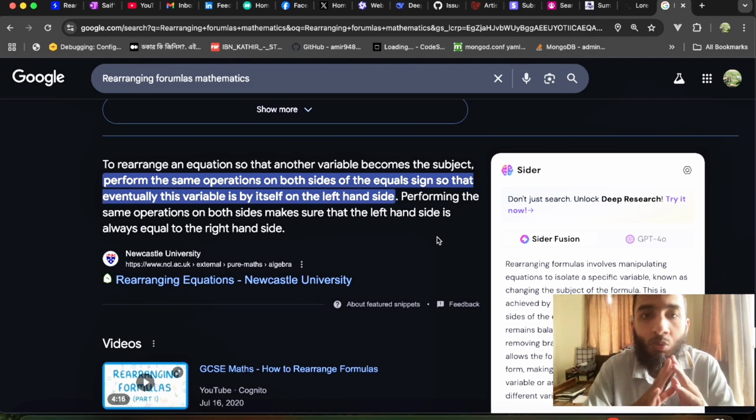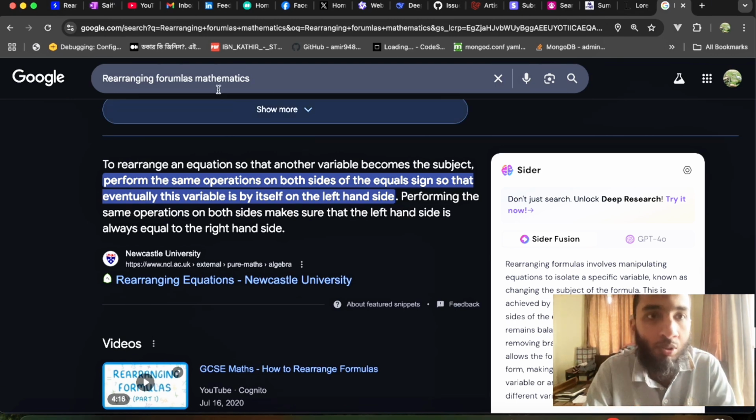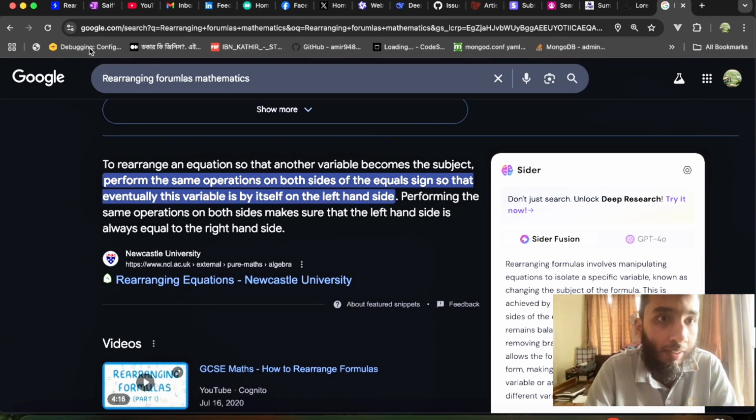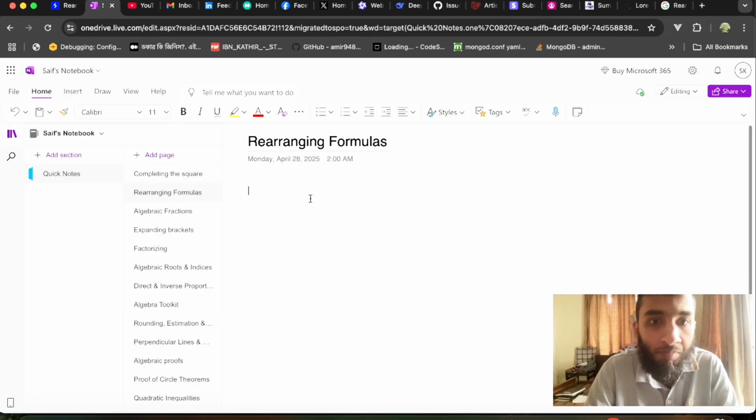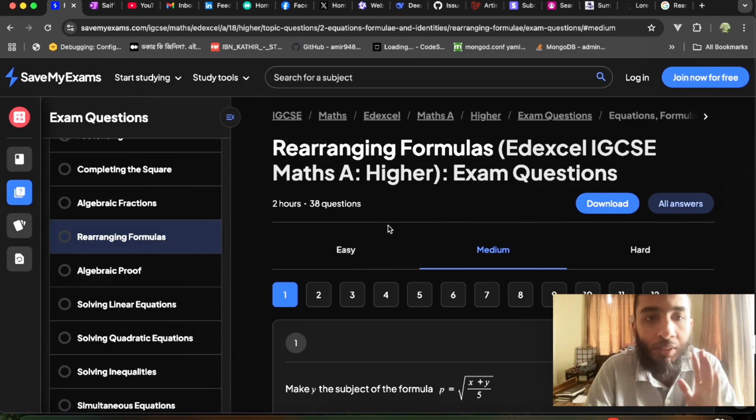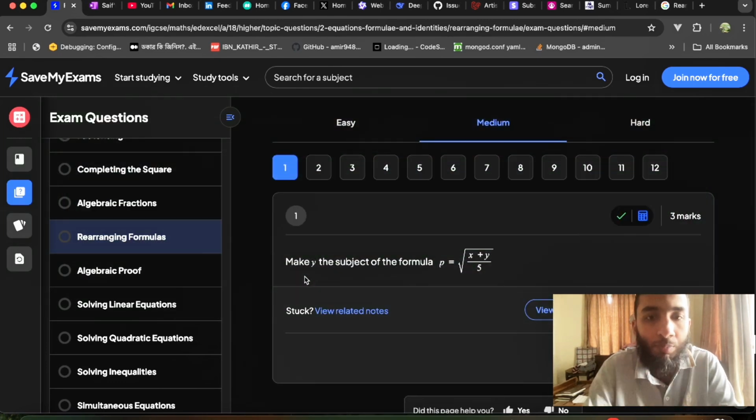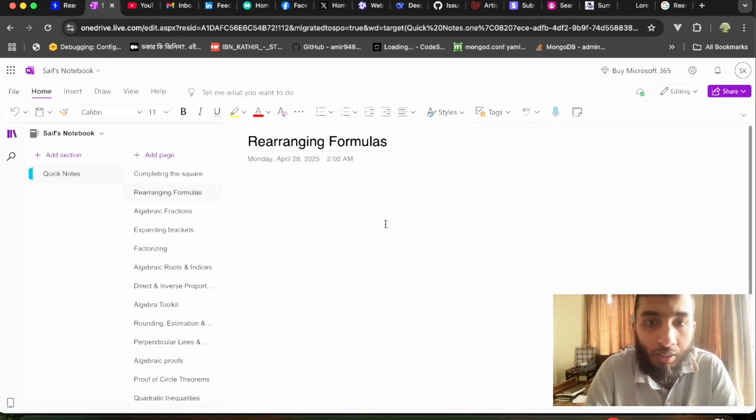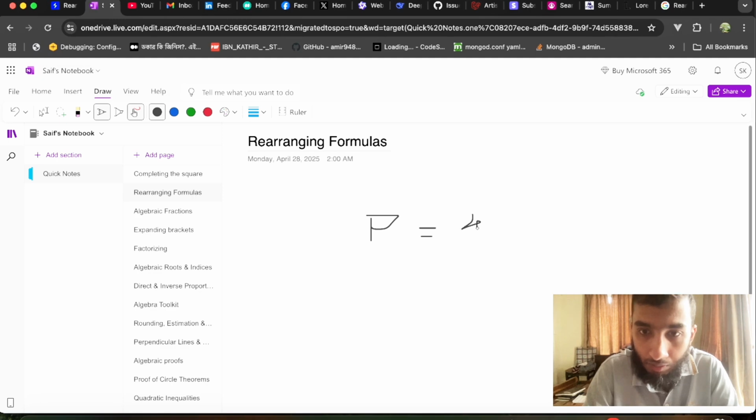Okay, so this is the brief overview, and I'll focus on the problem solving to make the concept clearer for you. If I go to the problem solving, as you can see, I'll focus on the medium category, and let's focus on the first problem. You have to make y the subject of the formula p is equal to the root of x plus y by 5. So the given equation is p equals x plus y divided by 5, whole root. I can use a bracket and say whole root.